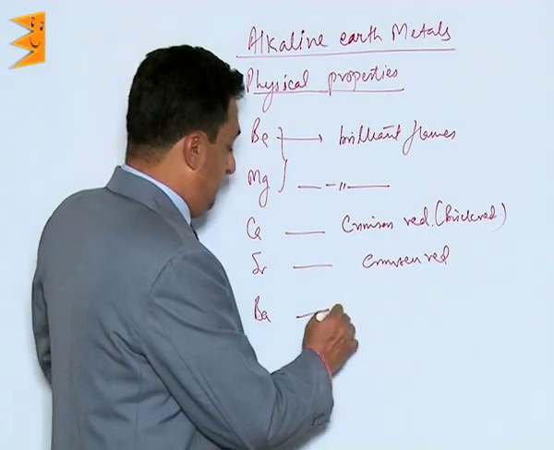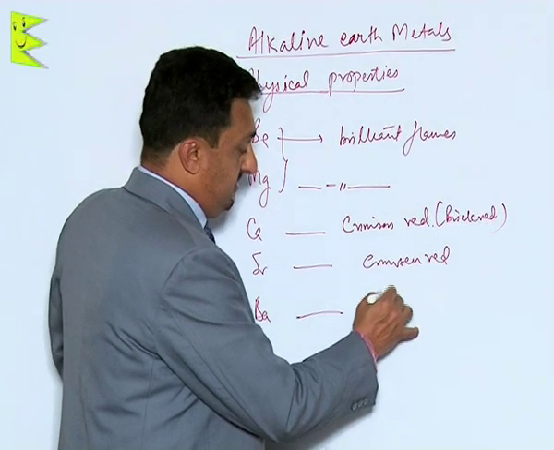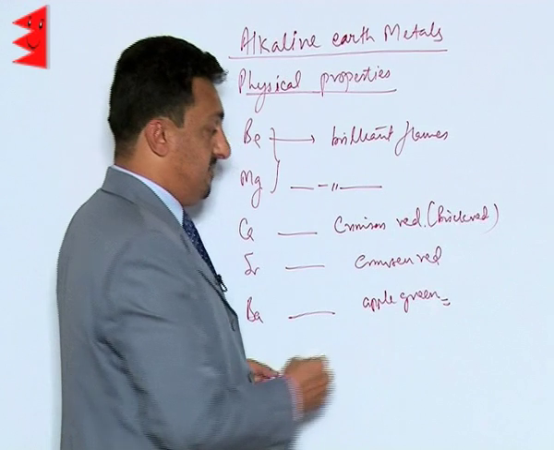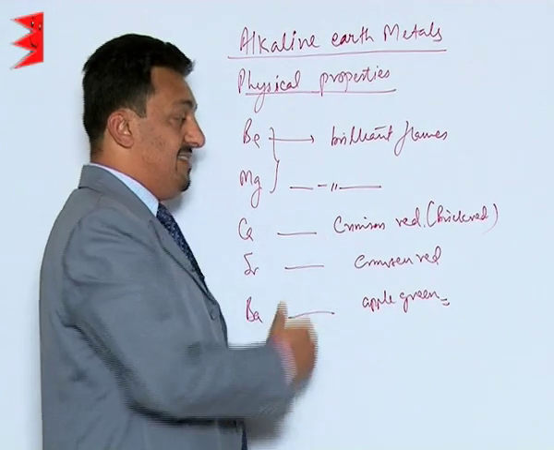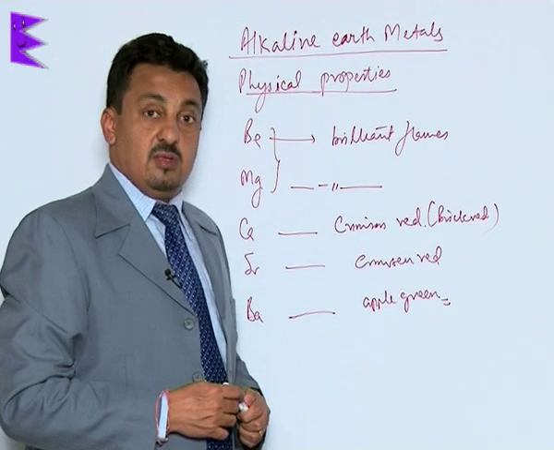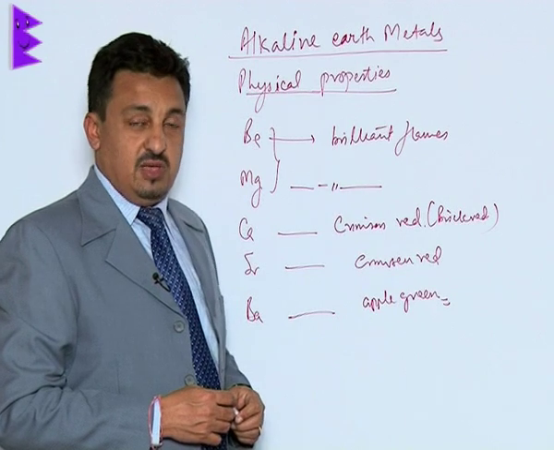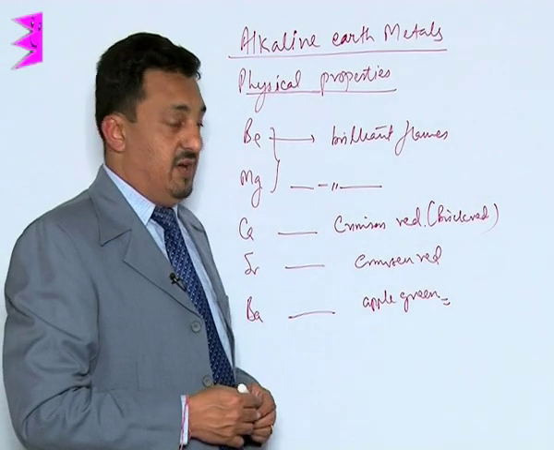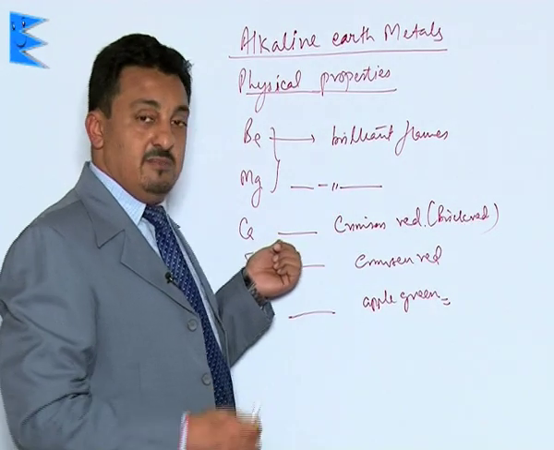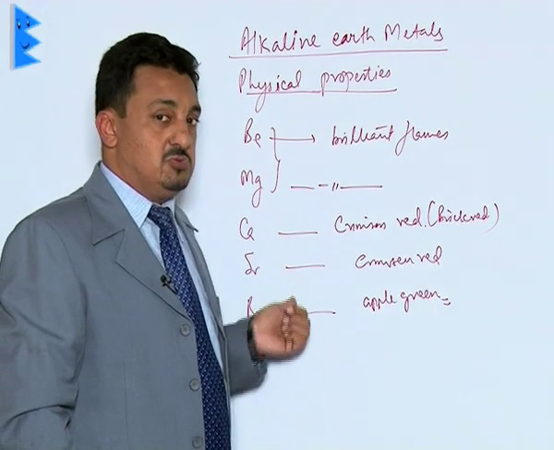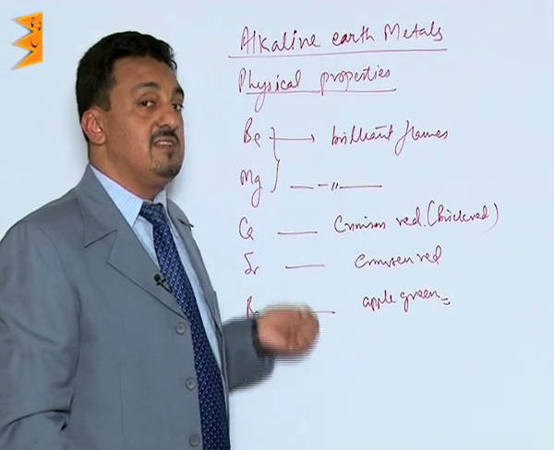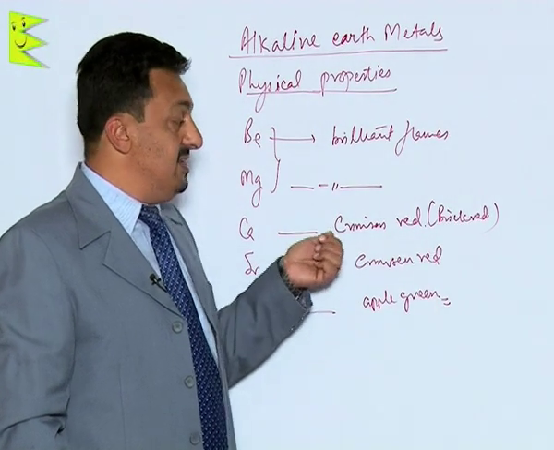Then barium burns with apple green flames. So this is how they can be easily distinguished qualitatively also. In what you must have done in your salt analysis, it becomes very easy to identify calcium, strontium or barium salts, the reason being that we can do their flame test, and these ions impart color through their flames.